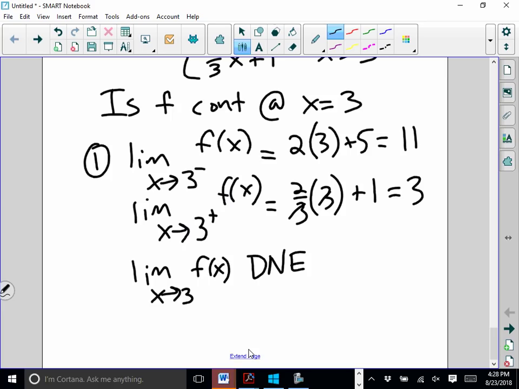Is it a removable discontinuity? Is it a jump discontinuity? Or is it an infinite discontinuity? So pause and think. This is the last question. Okay, we're back. This is most definitely a jump discontinuity.